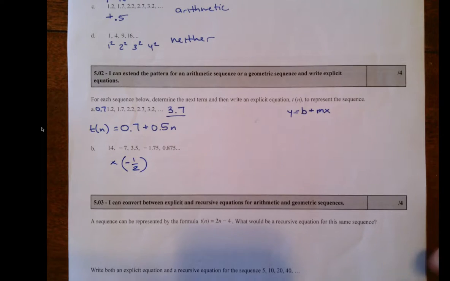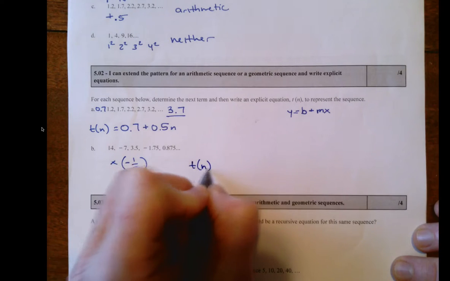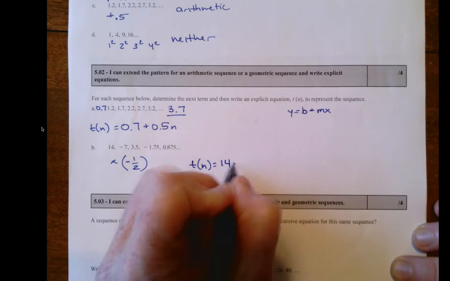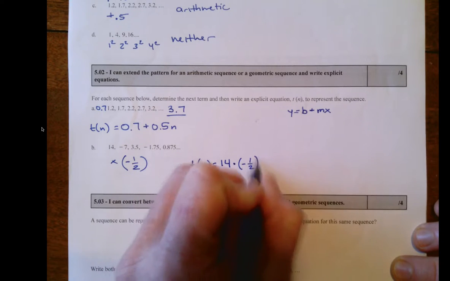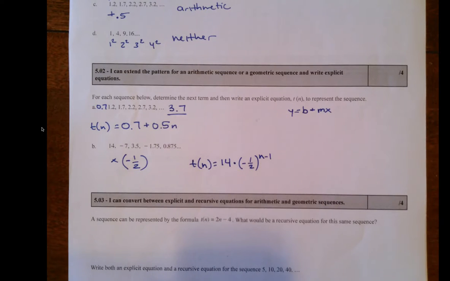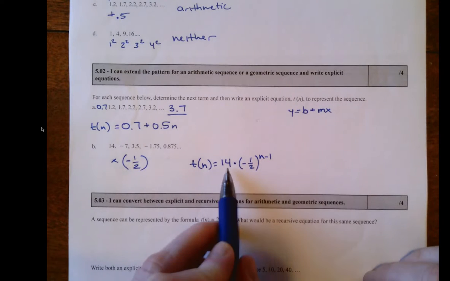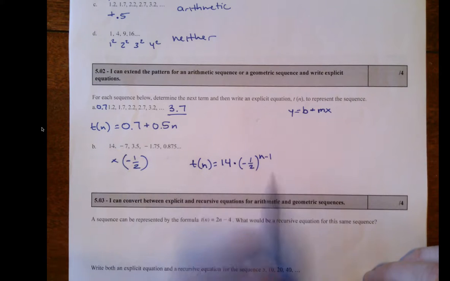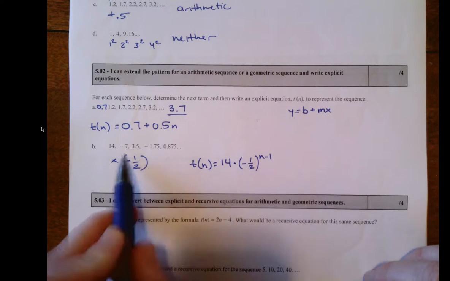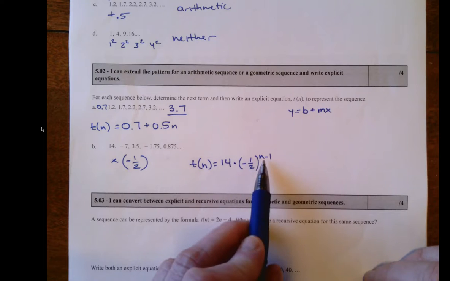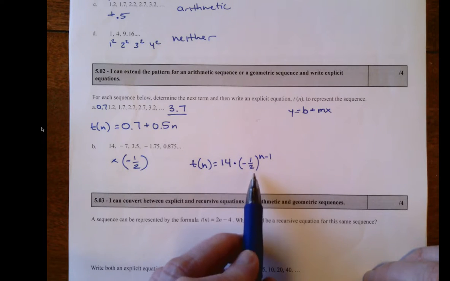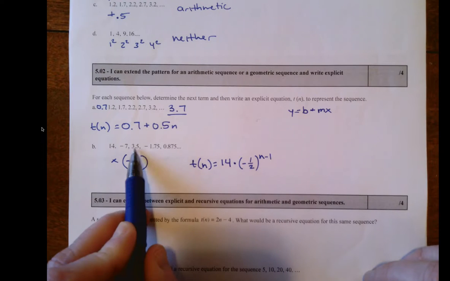Okay. So my formula here is I take the first term and I multiply it by the common ratio to the n minus 1 power. All right, if I plugged in 1, the value of this would be 14. If I plugged in 2, the second term would be 14 times negative 1/2, which is negative 7. If I put in 3, this would be negative 1/2 squared, which is going to be 1/4. 14 times 1/4 is 3.5.